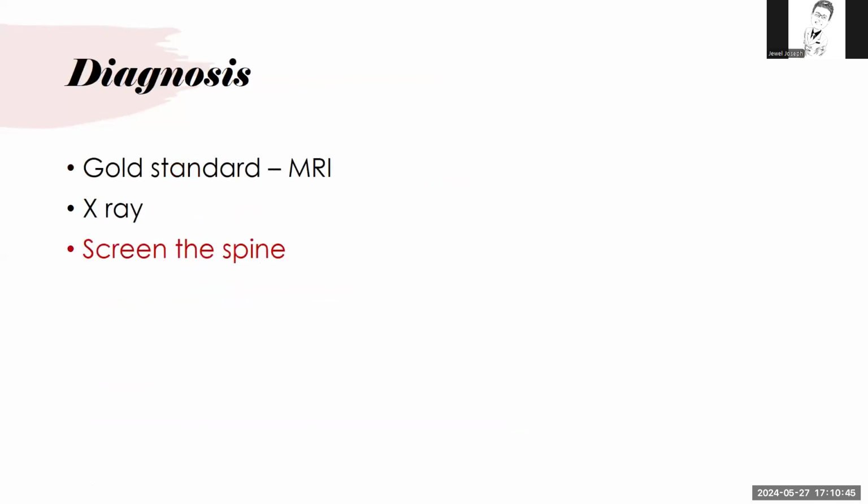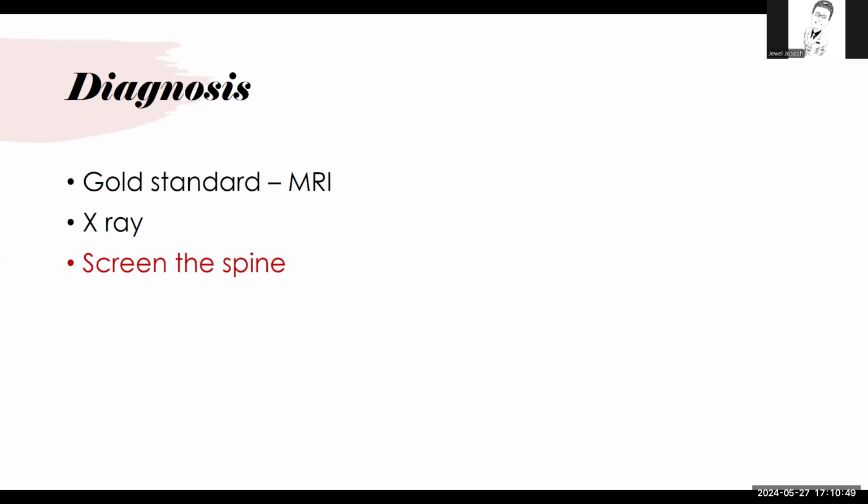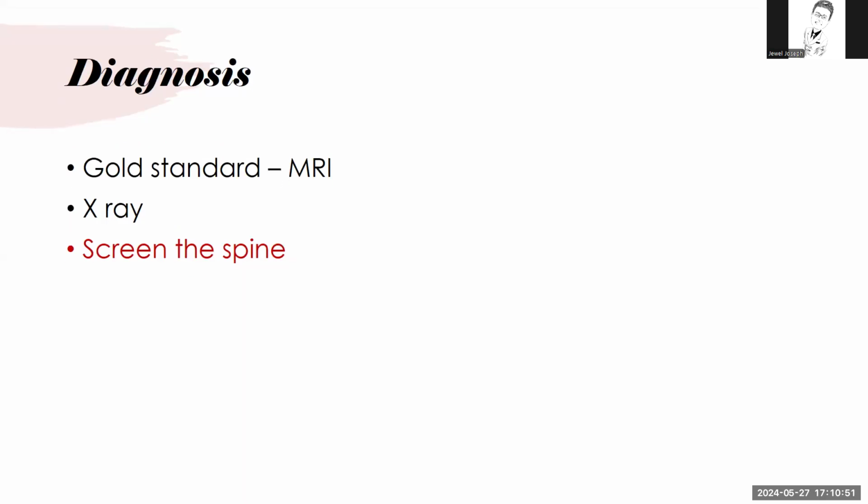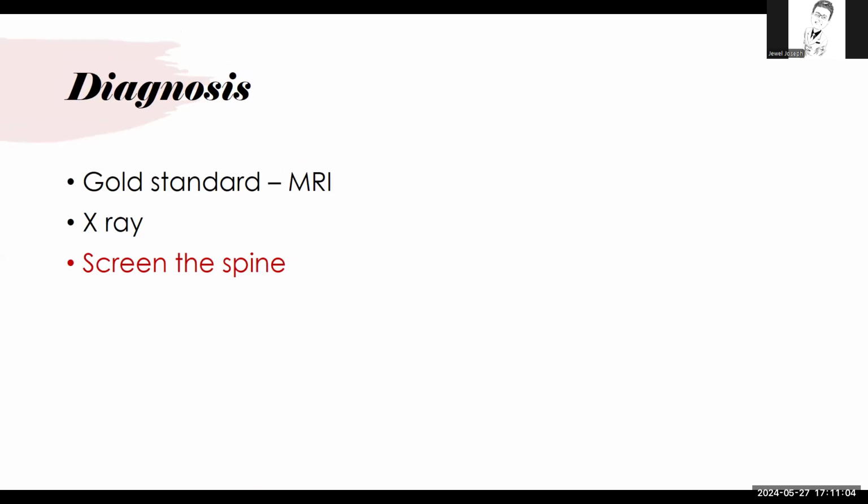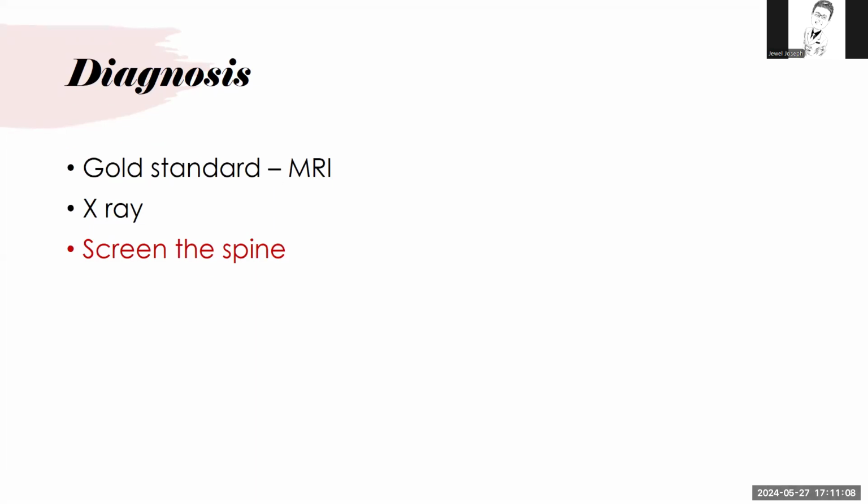So the diagnosis: the gold standard would be an MRI because it will give an adequate picture of the status of the bone, the spinal cord compression, thecal sac indentation, and all those things. X-ray can also be used whenever there is a very definite collapse or compression of a bone.